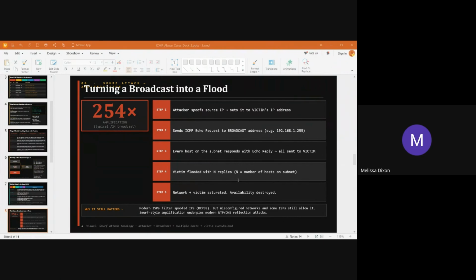So 254 hosts times one reply each equals 254 packets to the victim for every one the attacker sent, basically. So that's the denial of service, right? Where it floods the server.